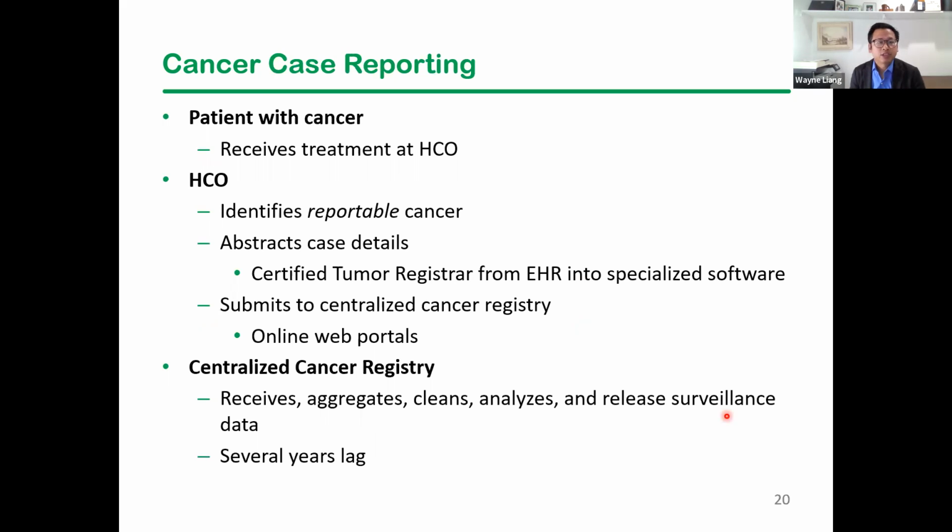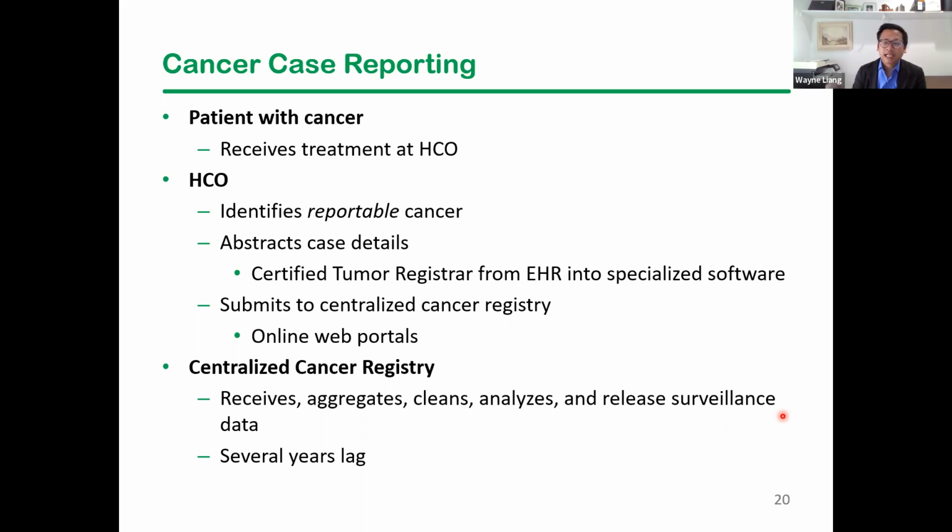So how does cancer case reporting work? Well, first, a patient with cancer presents to a healthcare organization, and they're diagnosed there and they receive treatment there. Without going into very much detail about who gets counted by healthcare organization, I'll move on now to the next step. The healthcare organization is now legally mandated to report cancers that they're required to report. What I mean by that is not all cancers are reportable. Only certain ones are reportable. So the healthcare organization identifies the subset of cancers that are reportable.